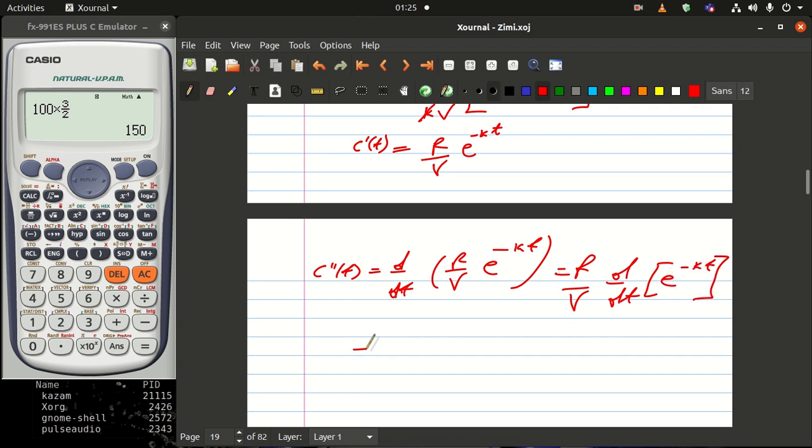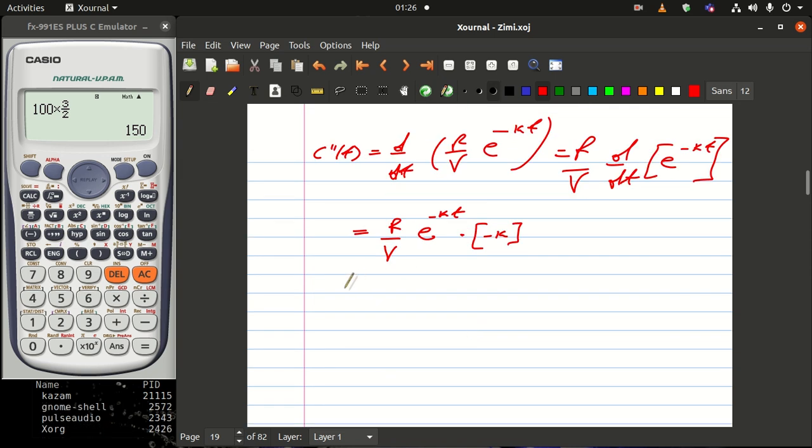Once we are there, you will find that we have r over v, and the derivative of e raised to minus kt would be e raised to minus kt if this was only t, but it's not, so we have to multiply by the derivative of that exponent, which is minus k, using the chain rule. So this is going to be minus k r over v times e raised to minus kt, and this is the second derivative with respect to time.